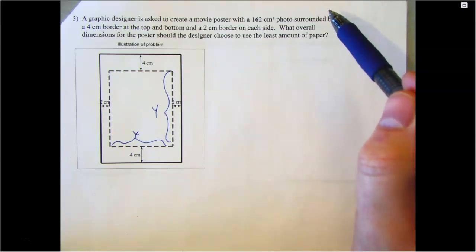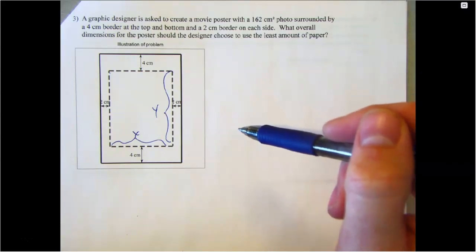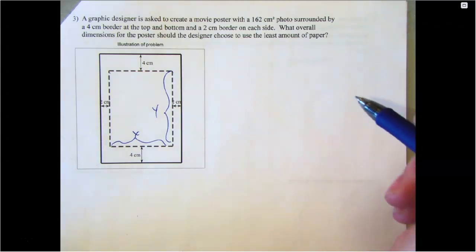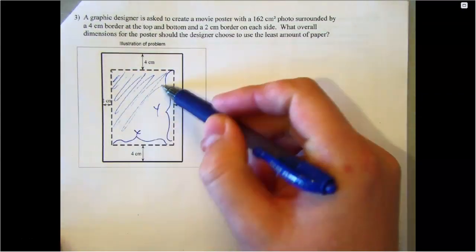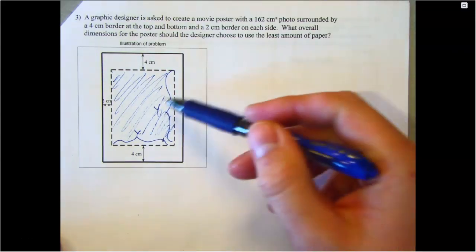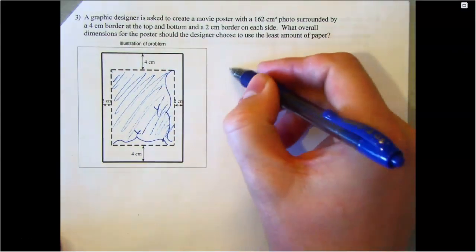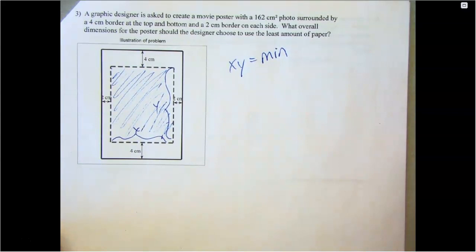So I'm trying to use the least amount of paper. So, am I trying to maximize or minimize? Minimize. And what am I trying to minimize? What's another word for an amount of paper, like a math word? Area. I'm trying to minimize the area, right? So what's the formula for the area of that rectangle? We want x times y to equal min. Fair enough?